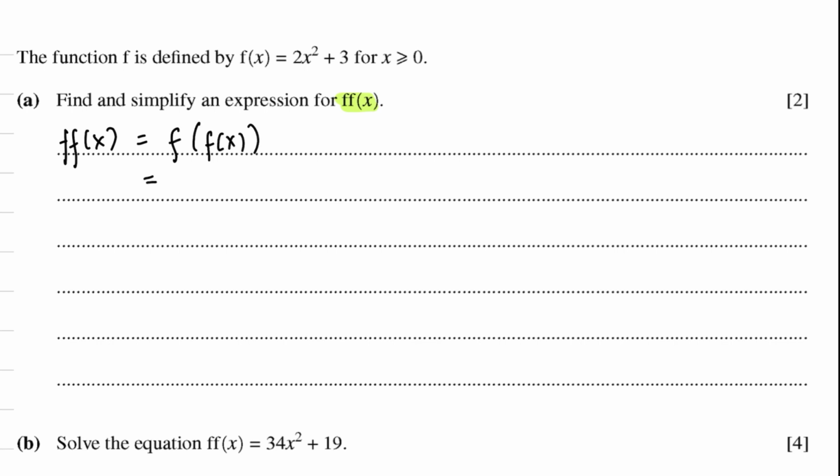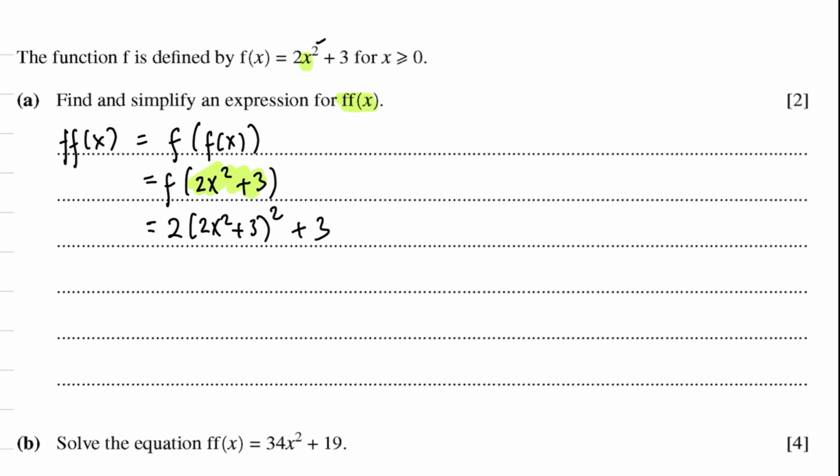And what is our f(x)? It's just 2x squared plus 3. So we substitute the 2x squared plus 3 to our f(x) again. Means that we replace x here with 2x squared plus 3. So 2x squared, we replace it with this square because we have square here, plus 3.